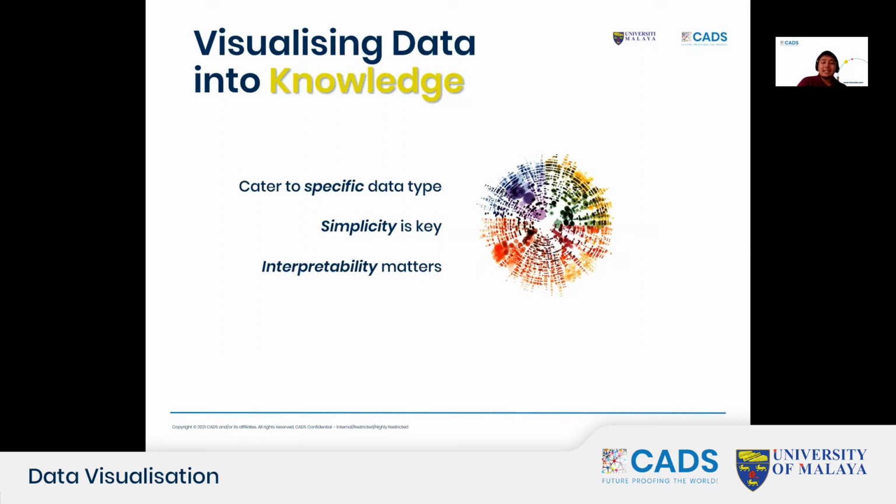So basically, to visualize data and deliver good knowledge, there are three key points. The first one is to cater to specific data types. To be real, there are bunches of data types in the world. If we consider business domains, there's finance, engineering, science, and also social science. So there are a lot of data types.